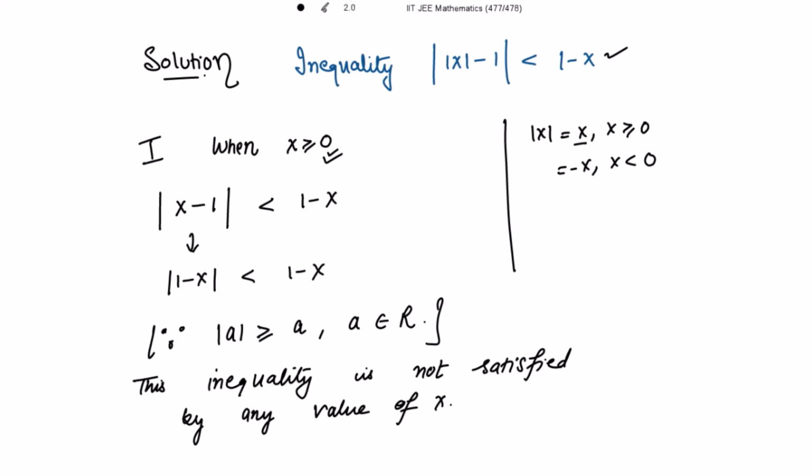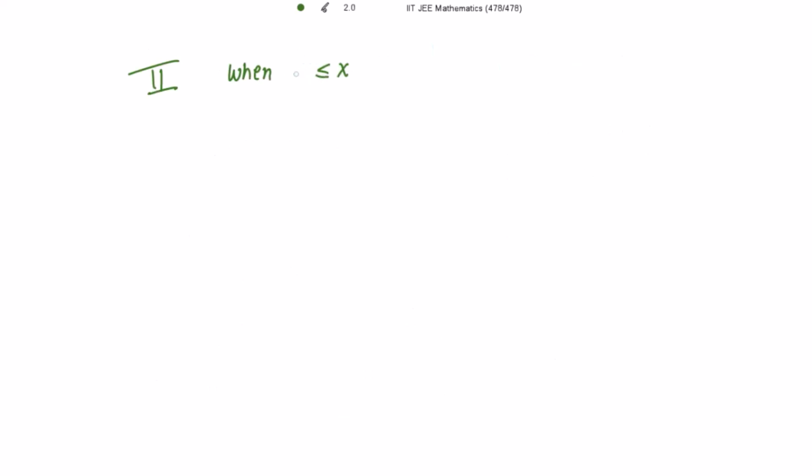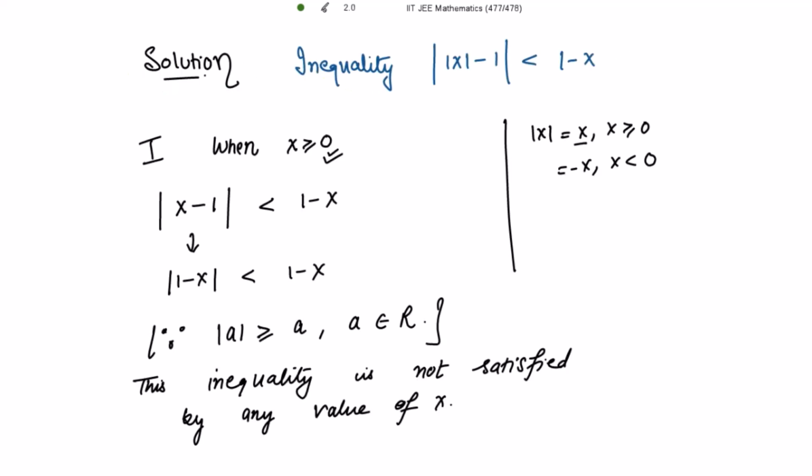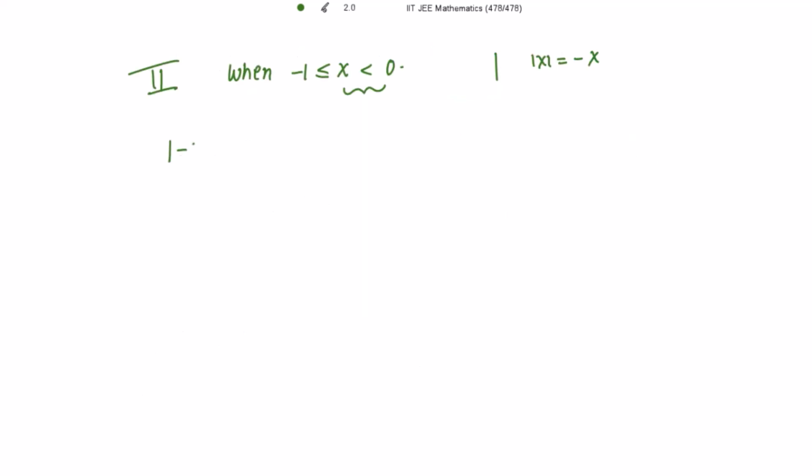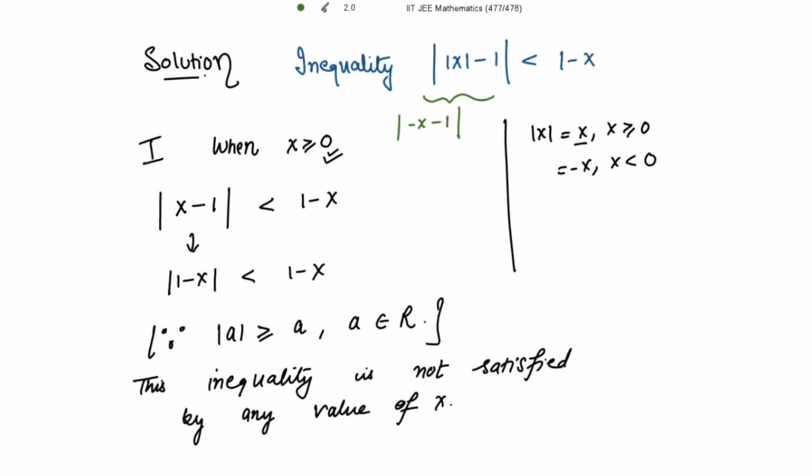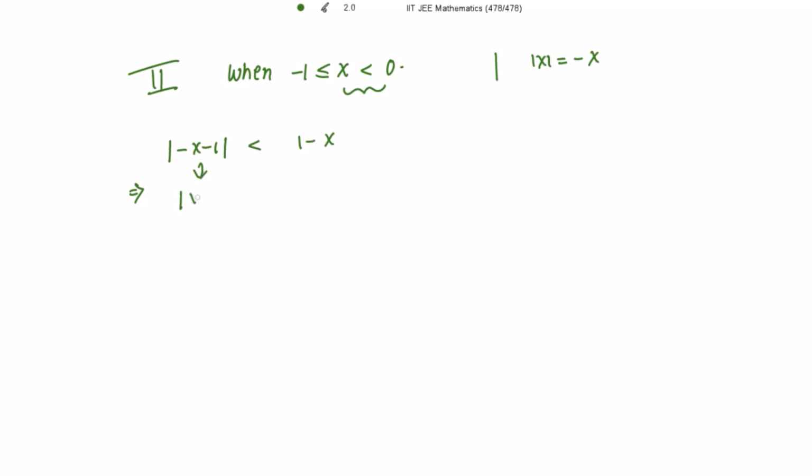Now let's take the second case, when x is greater than equal to -1 and strictly less than 0. Now because here x is strictly less than 0, mod of x should be equal to -x. Okay, let's get back to the inequality. So on the left hand side, mod x becomes -x minus 1, right? And on the right hand side it is 1 minus x. So this is mod of -x minus 1 strictly less than 1 minus x. This can be further written as mod of x plus 1 less than 1 minus x.